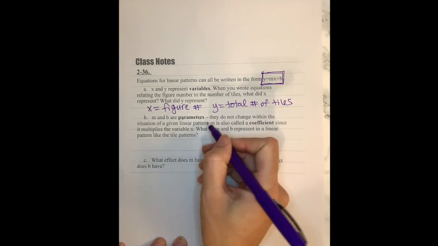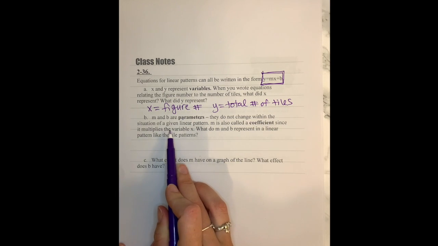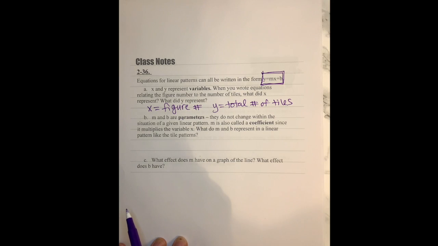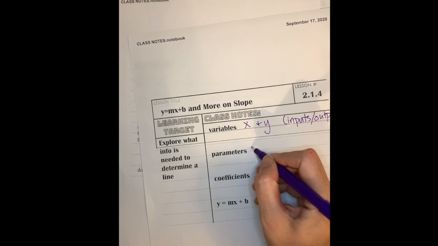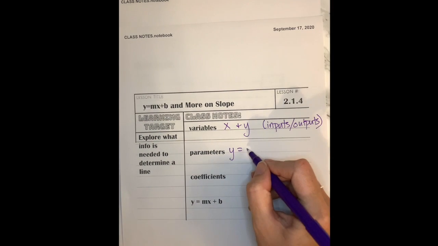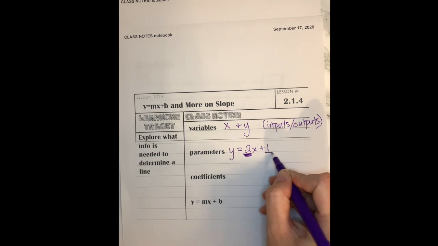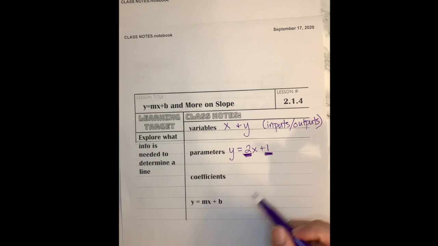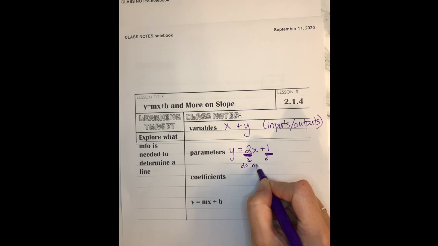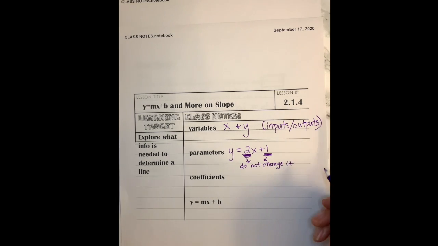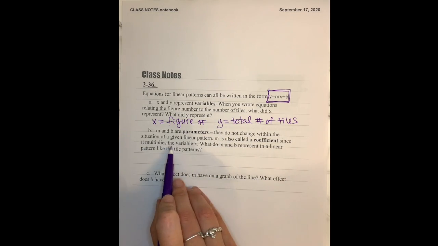M and B are parameters. They do not change within the situation of a given linear pattern. So that means when we had an equation like y equals 2x plus 1, 2 and 1 are the parameters because they're not going to change no matter what input or output we use. Since it multiplies the variable x.